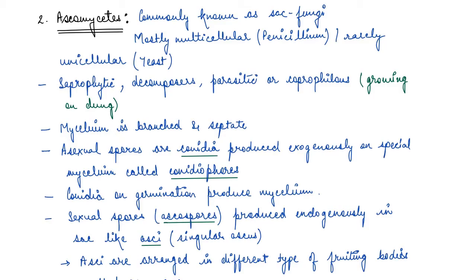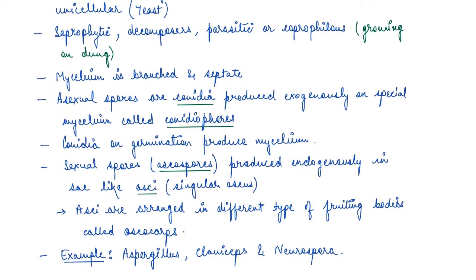So what are the fruiting bodies of asci? It is ascocarps. What are the examples of Ascomycetes? So these are some of the examples of Ascomycetes. You have Neurospora, you have Aspergillus, which are examples of Ascomycetes.